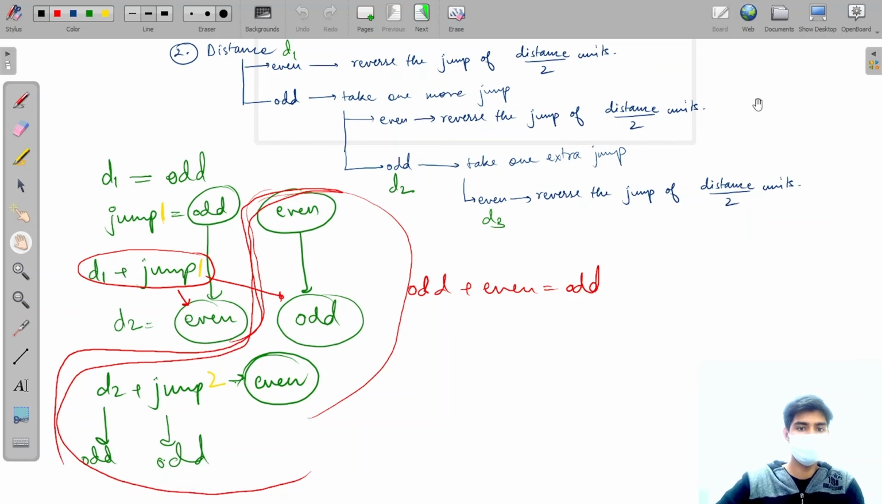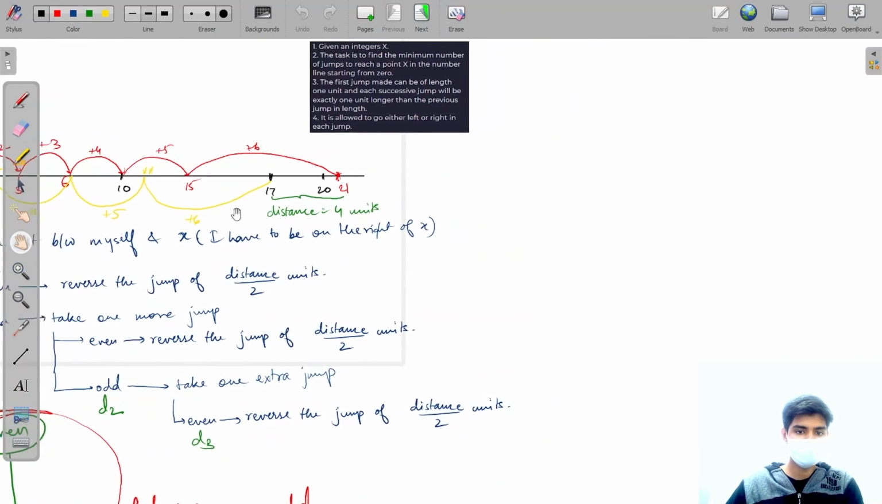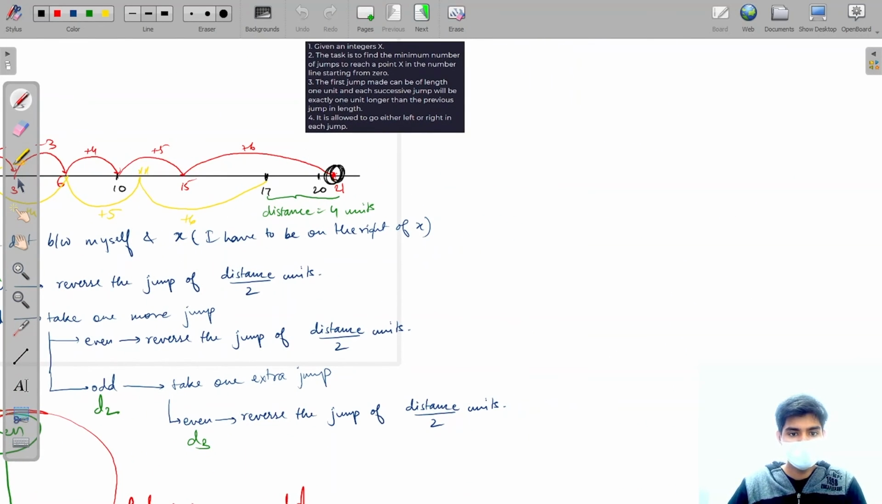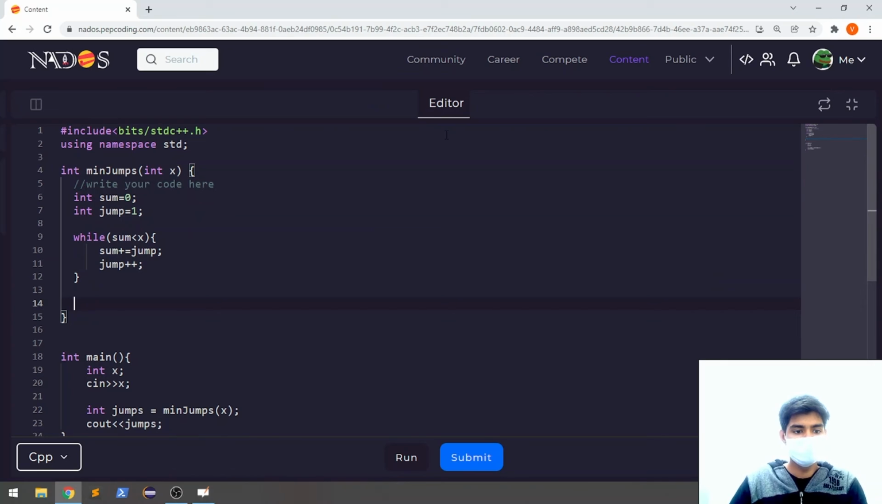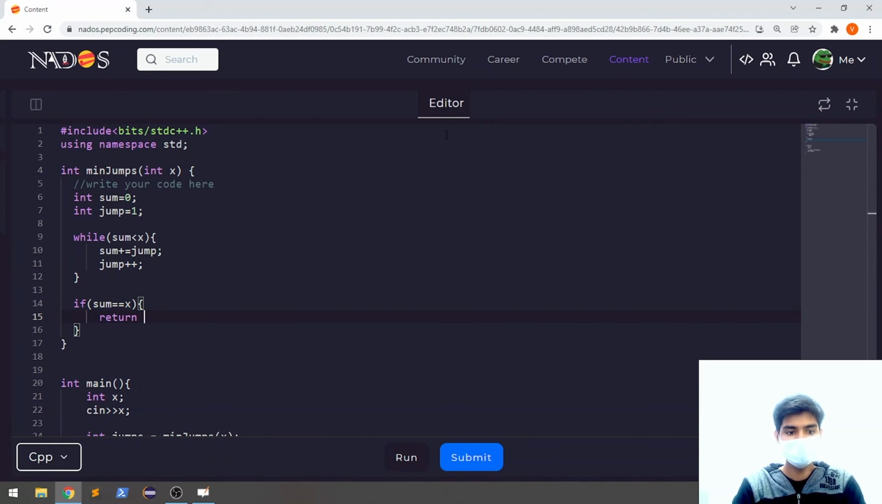After this while loop, I should be at a point something like this. Let's say after this point I'll be at 21, and at this 21 I will have a +7. So my current jump is 7 and I'm at 21. My sum is at 21. Now here, if sum is equal to x, then it simply means that I've taken 6 jumps so far.